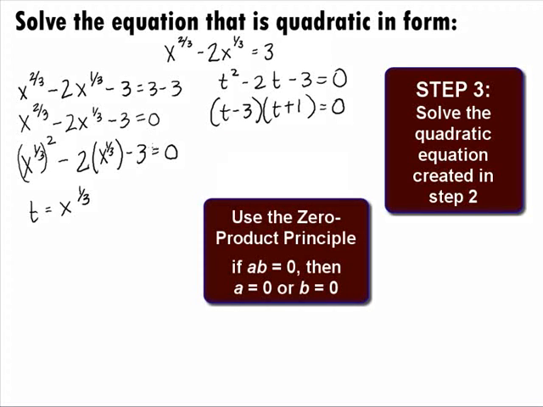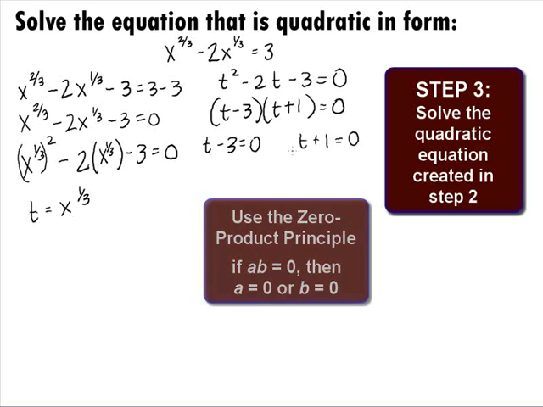Since we have a product of factors set equal to 0, we can use the zero product principle and set each of these factors equal to 0. Setting the first factor equal to 0, we get t minus 3 equals 0. And setting that second factor equal to 0, we get t plus 1 equals 0.